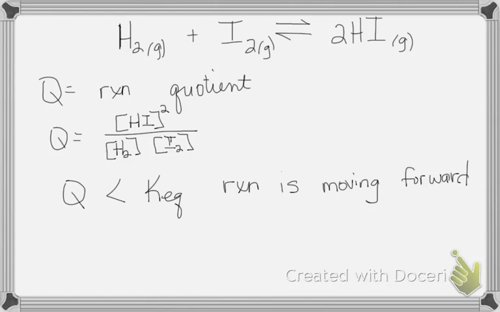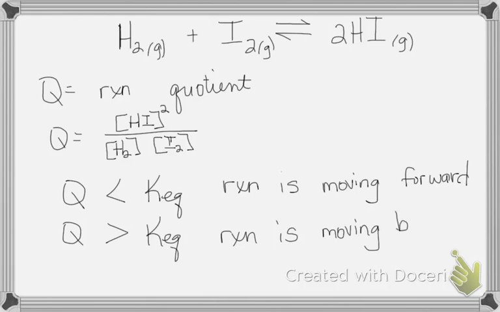But what if I measure it and I see that Q is larger than the KEQ? If Q is larger than the KEQ, what does that mean? That reaction is moving backwards. And so if producing HI is what I'm interested in and I realize, oh my goodness, the reaction is moving backwards, that means my HI is breaking down. That means I need to stop that reaction and harvest the product that I want because I'm losing money.